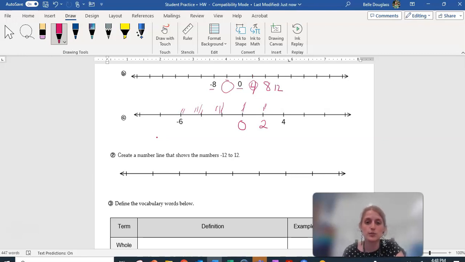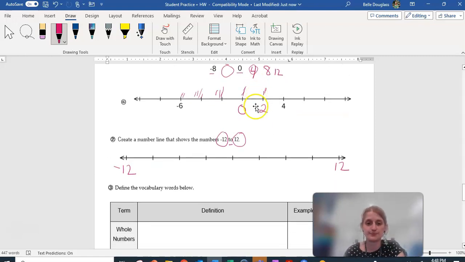Create a number line that shows the numbers negative 12 to 12. That means negative 12 is right here. 12 is right here. And you need to figure out what we're skip counting by, where 0 goes, hint, probably right in the middle, and fill in the rest of the numbers.